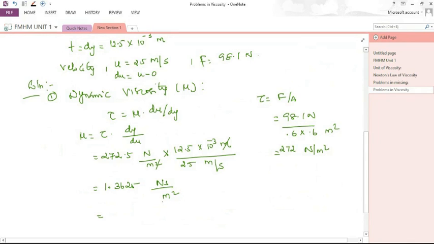The answer is asked in terms of poise. Already we know that one poise equals 1 divided by 10 Newton second per meter square. So just multiply with the term 10. Finally the value of mu is 13.625 poise.